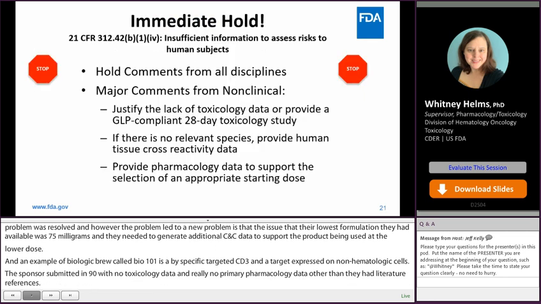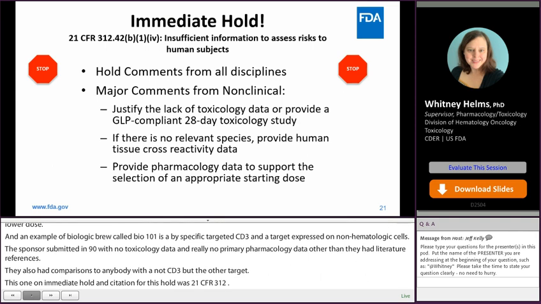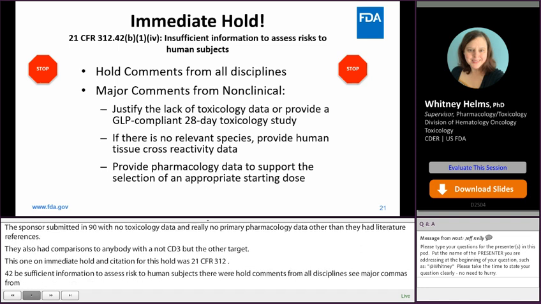This one went on immediate hold, and the citation for this hold was 21 CFR 312.42(b), insufficient information to assess risk to human subjects. There were hold comments from all disciplines, but the major comments from non-clinical were to justify the lack of toxicology data or provide a GLP-compliant 28-day toxicology study. If there is no relevant species, provide human tissue cross-reactivity data and provide pharmacology data to support the dose, because this one was going to need a MABEL-based approach to a dose because it's an immune agonist, to support the appropriate starting dose.